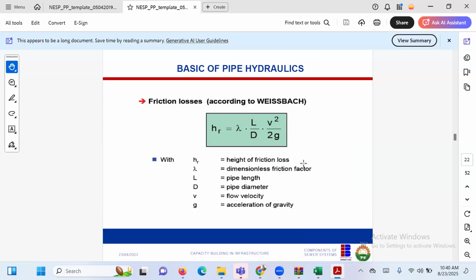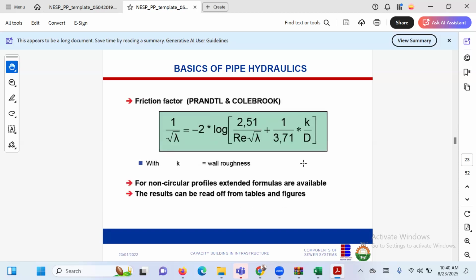Please, this is a standard Darcy equation, which is the basis for every hydraulics. So this is the Weisbach equation, which says that frictional losses is directly proportional to the length and inversely proportional to the diameter. Also directly proportional to the square of the velocity. Remember, I think we know all this. This is something we already used to.